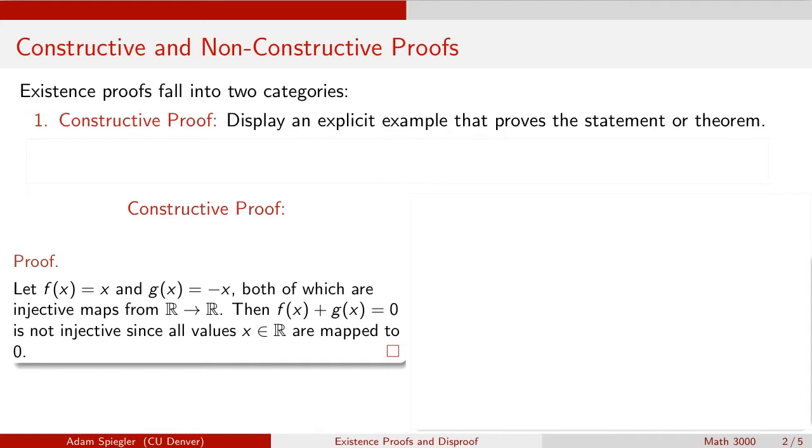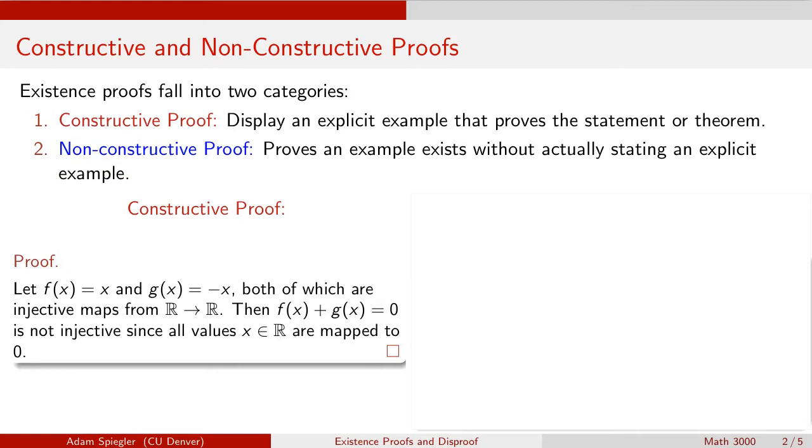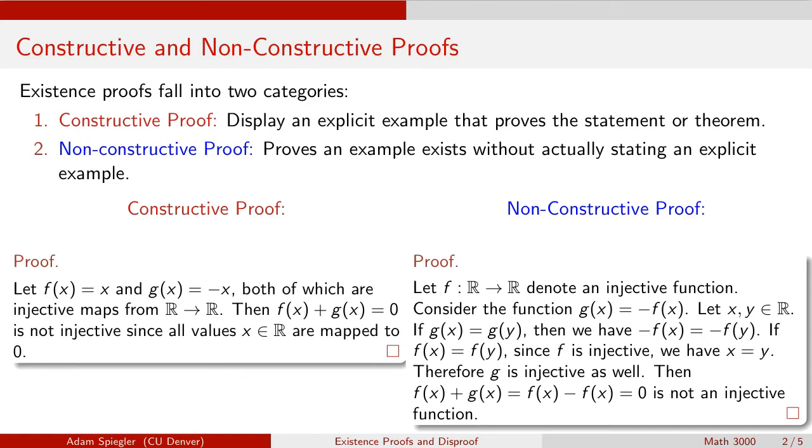We could also have what's called a non-constructive proof for this existence statement, where we prove that such objects exist without actually stating them. And so an example of a non-constructive proof for the previous example, which was there are two injective functions whose sum is not injective, we could also have proven it this way by keeping it a little bit more general. So let's just let f be any injective function, and then we're going to define g of x to be minus f of x.